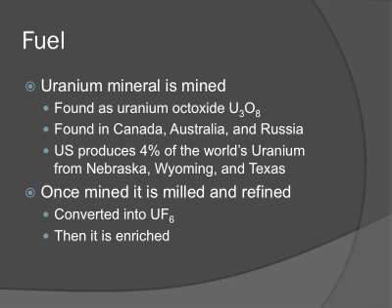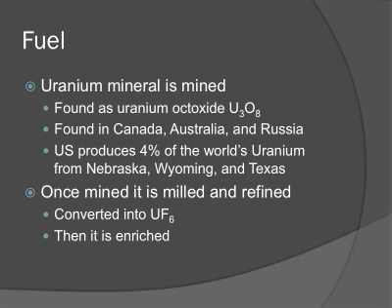Just like most things when you mine them, when they come out of the ground, they're not in the form you need them to be in, correct? So you have to do a little bit of work to make them what you want. So once we pull up uranium octoxide, we convert it into uranium hexafluoride. So we're breaking the bond between uranium and oxygen. We are bonding it with fluorine, and then we enrich it.